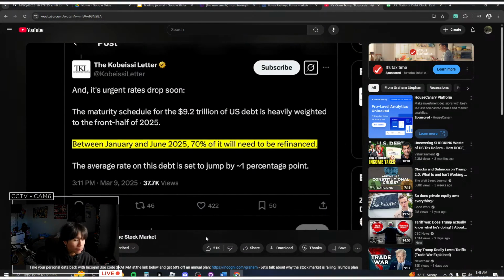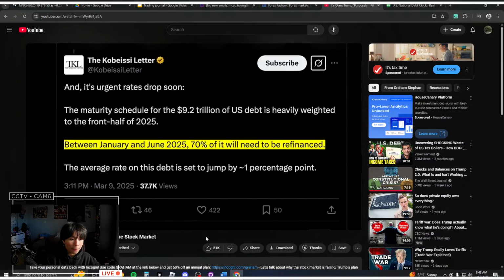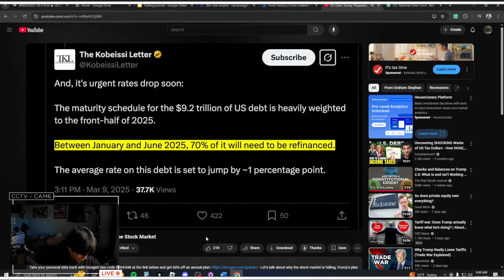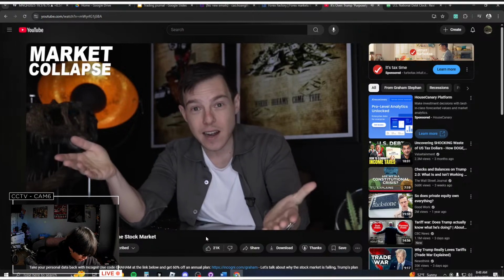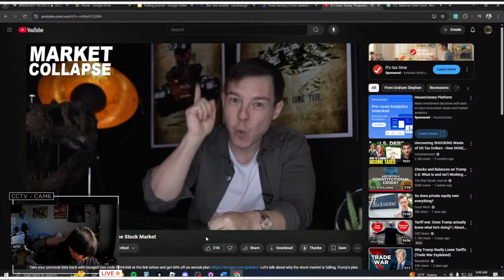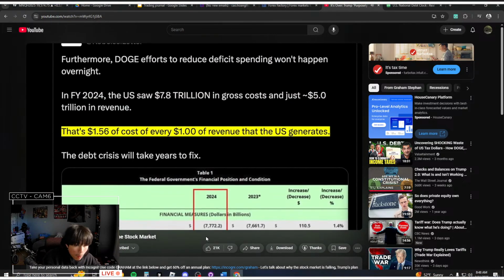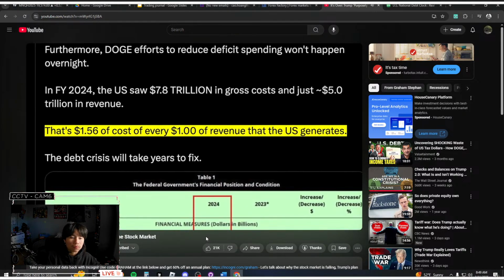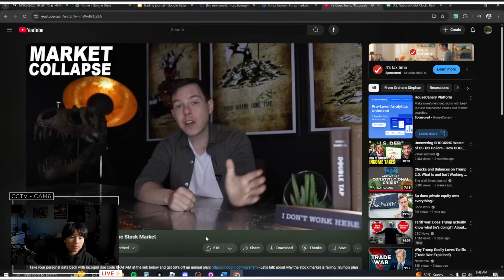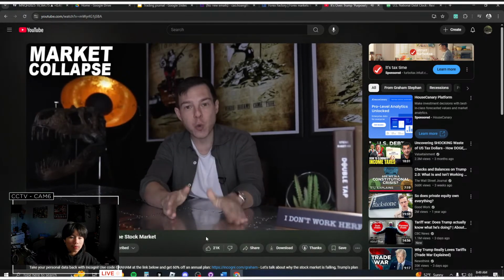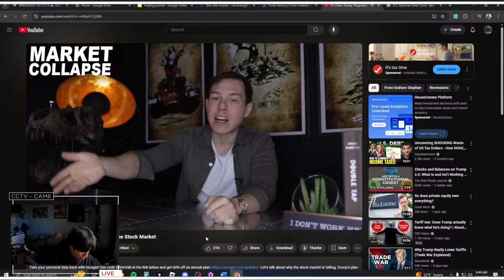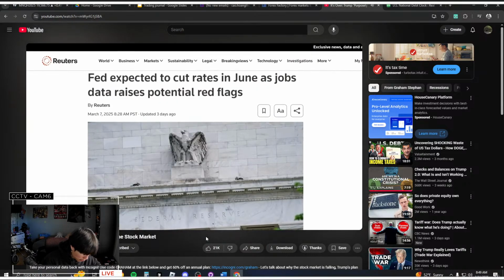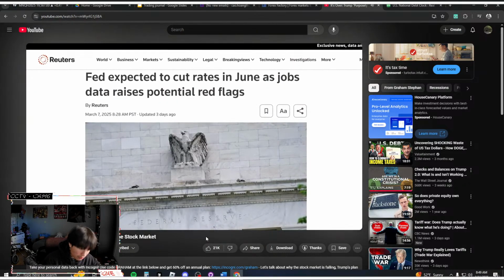Again, even though a lot of this is just a theory, some of it does make a lot of sense, because 70% of the $9.2 trillion debt needs to be refinanced by June 2025. And if nothing is done, that debt is scheduled to cost 1% more, which is reported to be $1.56 worth of cost for every $1 of revenue that the United States generates. Think about it. For Trump, this could be a huge win to refinance the national debt at a lower interest rate than usual by forcing the Federal Reserve to lower interest rates.